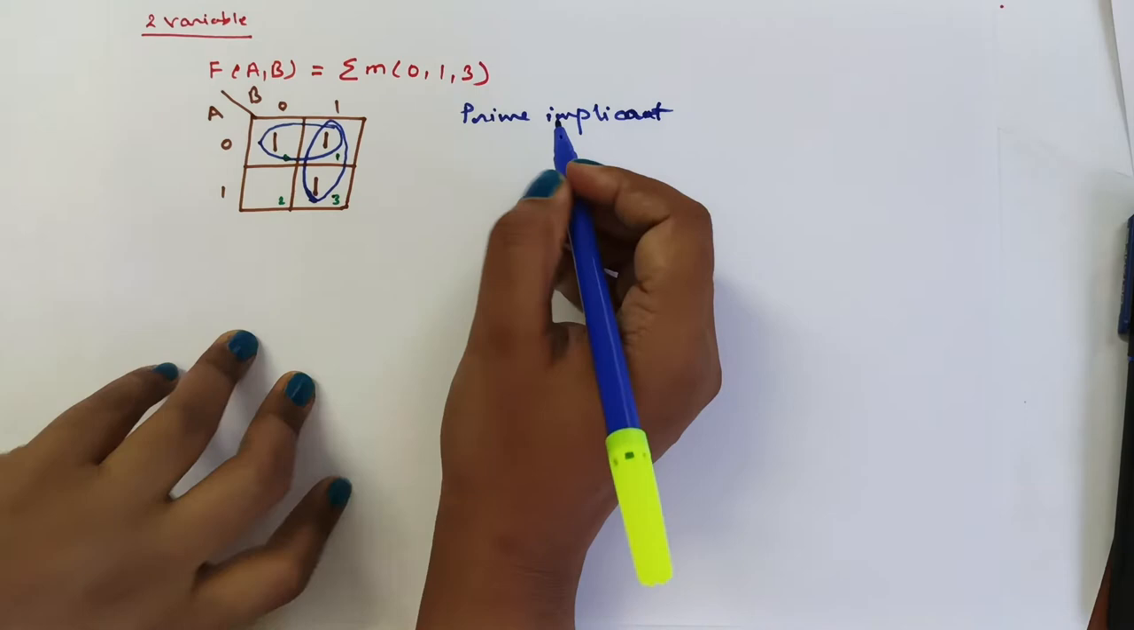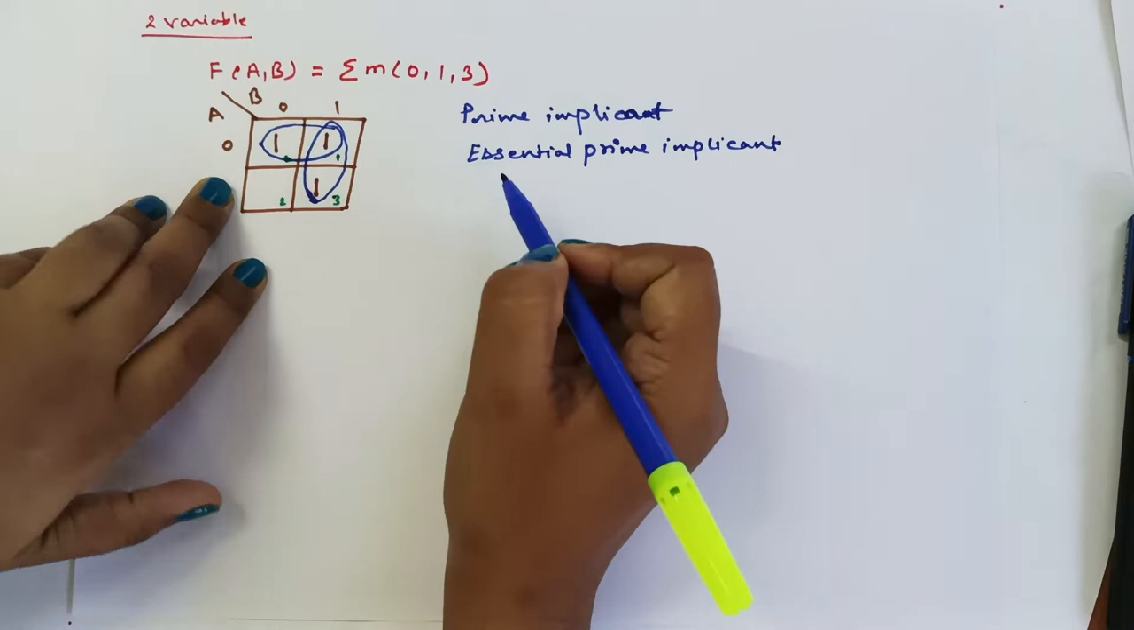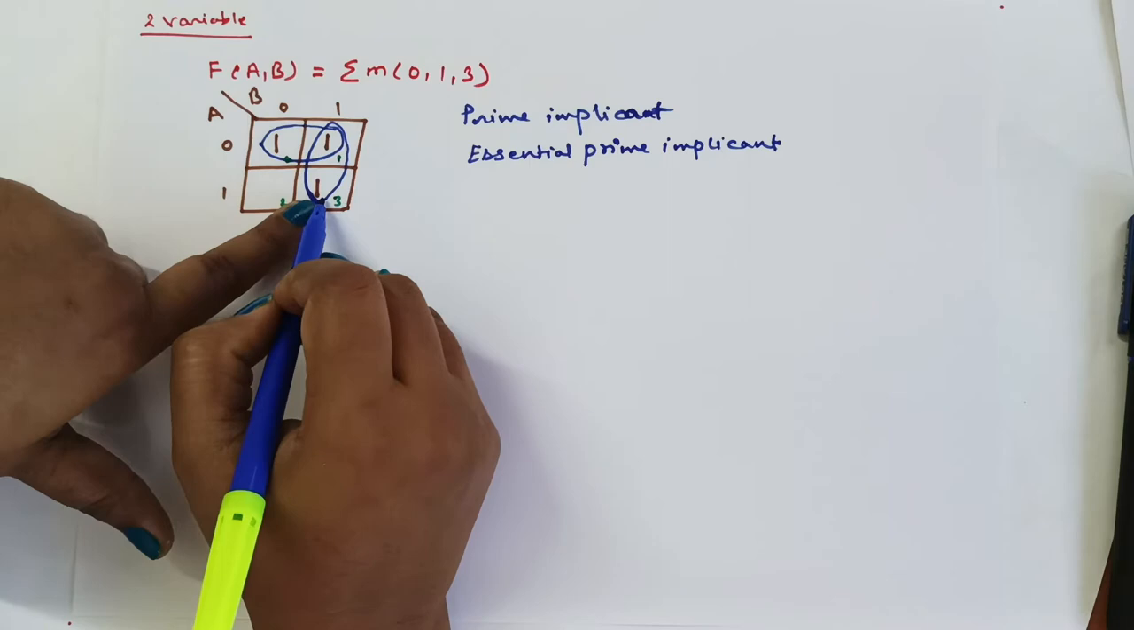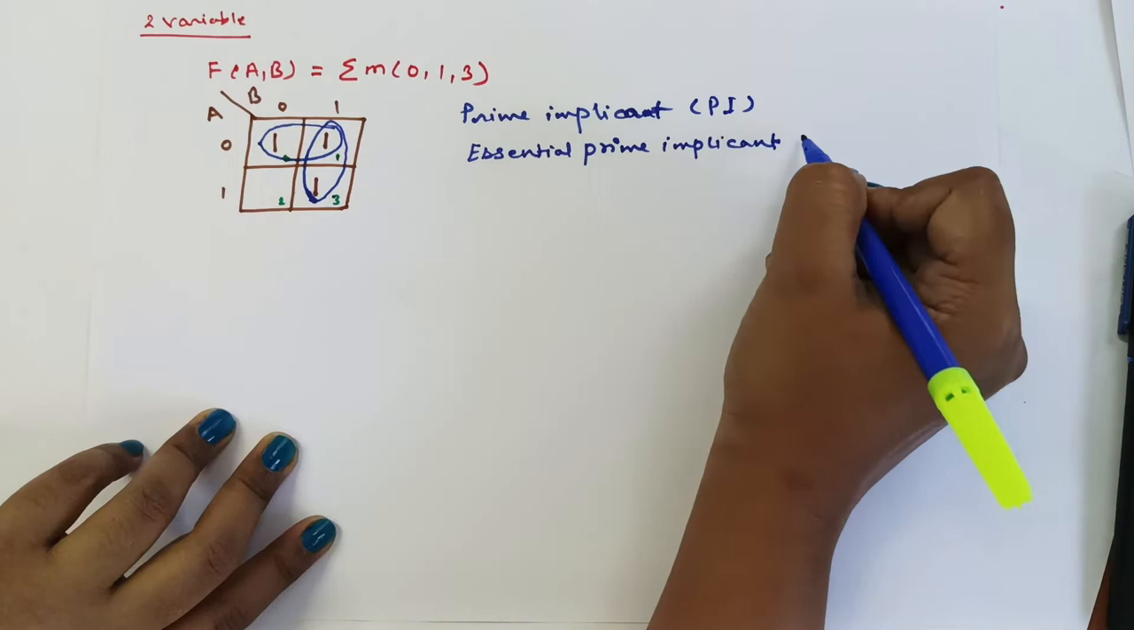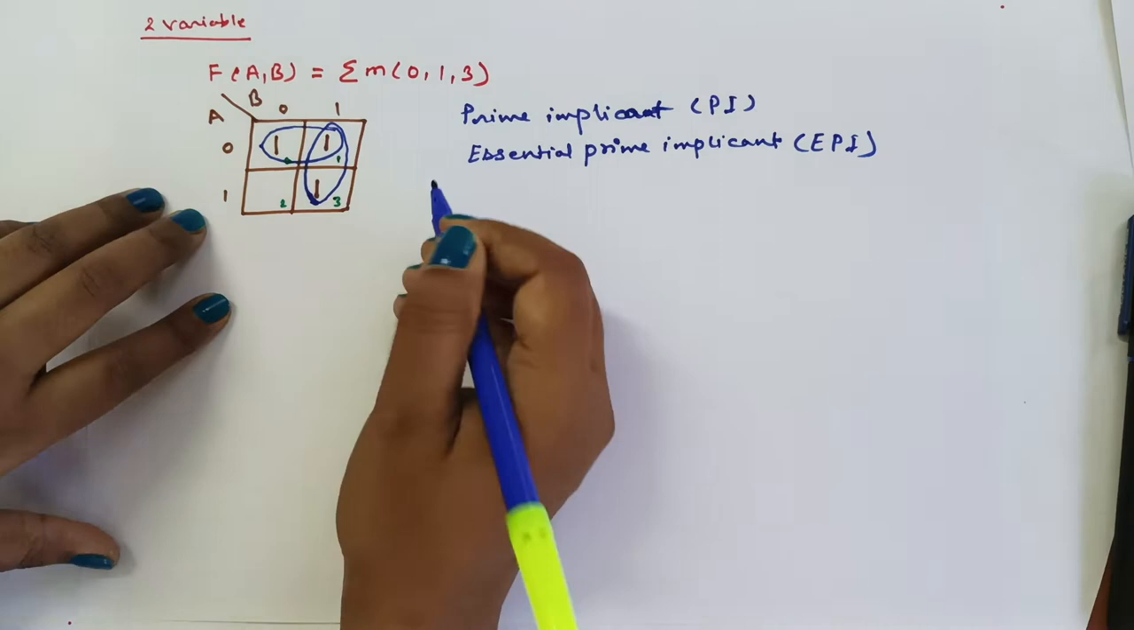There is another term, essential prime implicant. This is a group having a 1 which is not shared by any other group. So these two groups each have at least one 1 which is not shared. So this is an essential prime implicant, prime implicant as well as essential prime implicant.